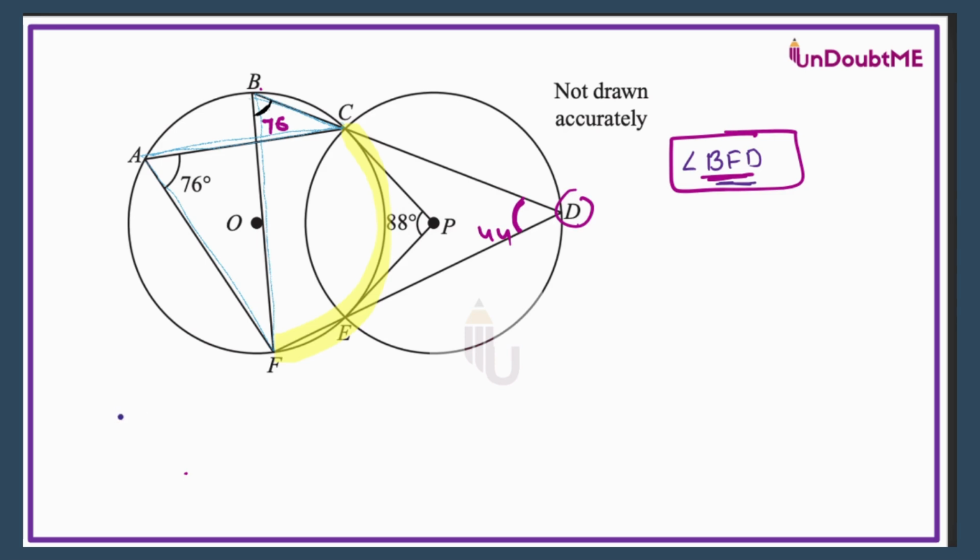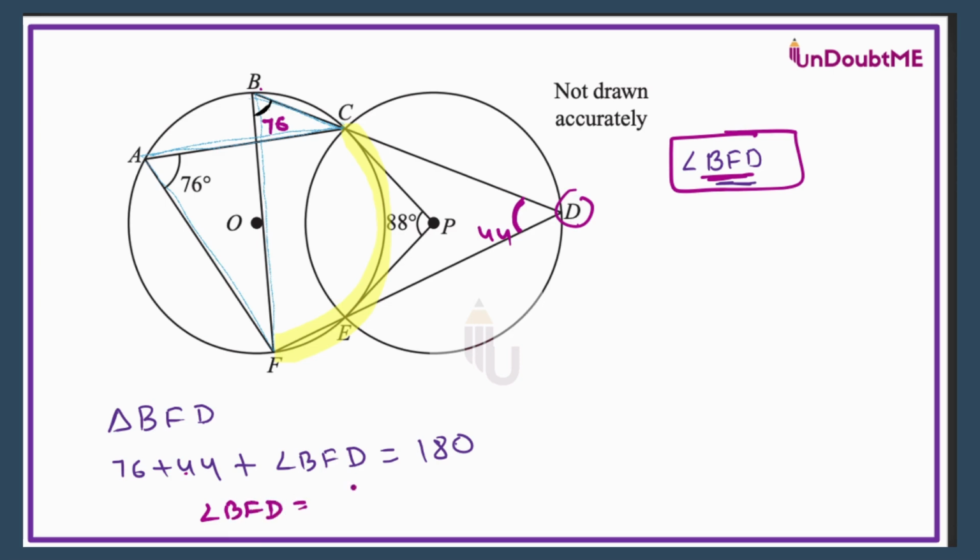Now in triangle BFD we have 76, we have 44 and we have angle BFD. They all sum up to give us 180. From here we can get BFD, which is 180 minus this will be 80, 120, so that will be 60 degree. So this angle is 60 degree, and using the circle theorem we can get it very easily.